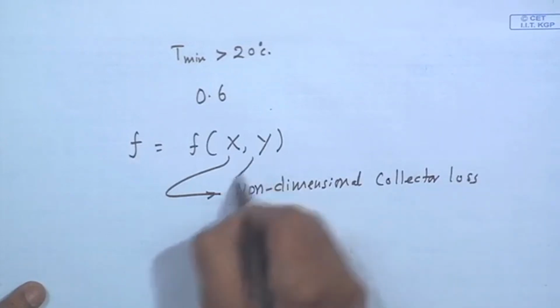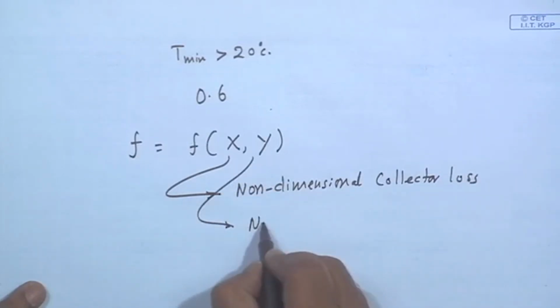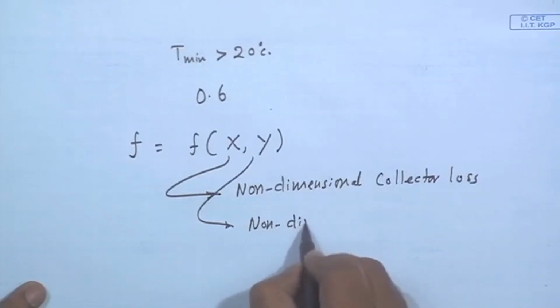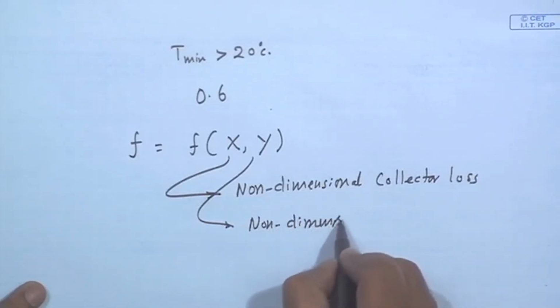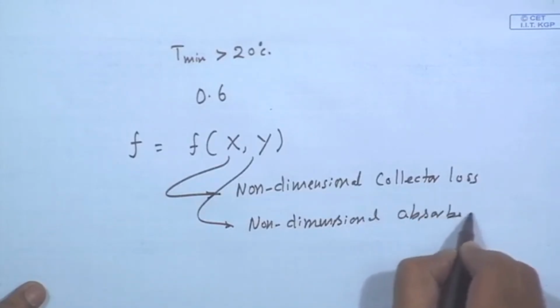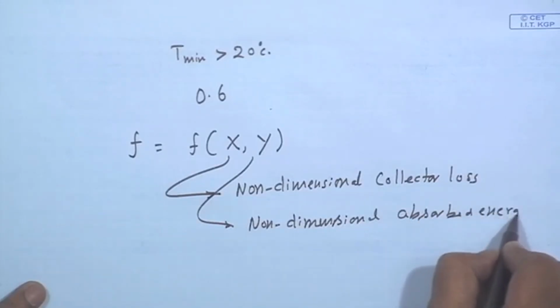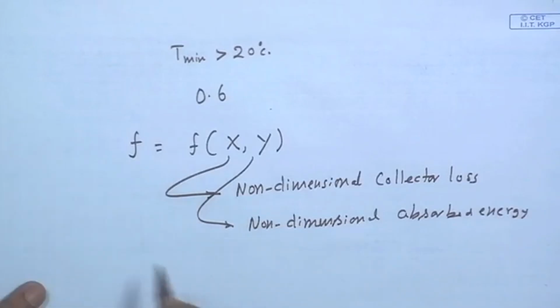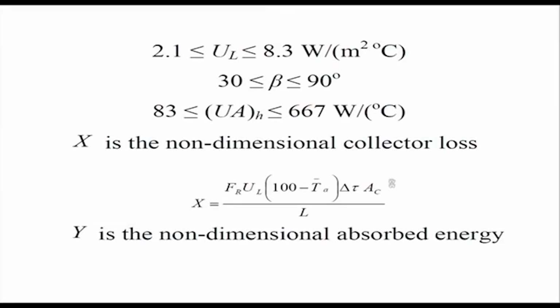and the non-dimensional absorbed energy, both on a monthly basis. So, X is defined over here as FRUL into 100 minus TA bar into the number of seconds in the month into the area upon the load. If UL is in watts per meter square degree C, L will be in joules.